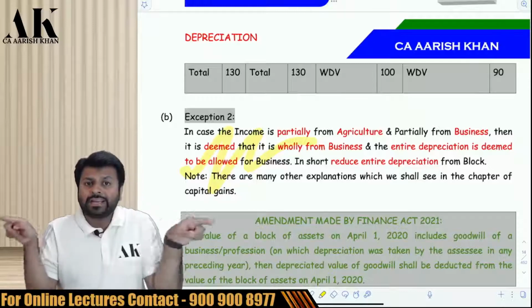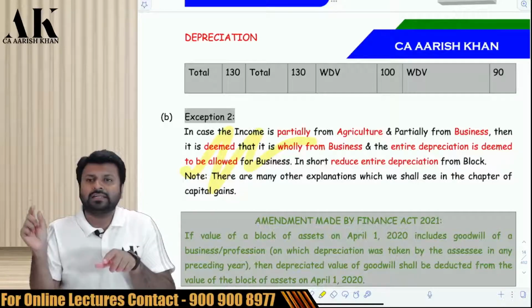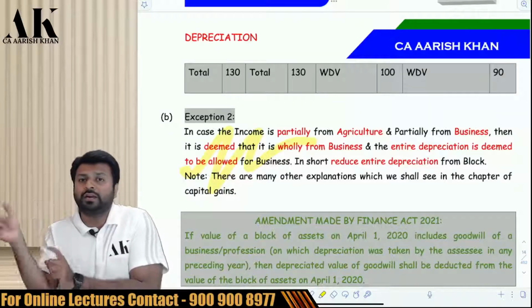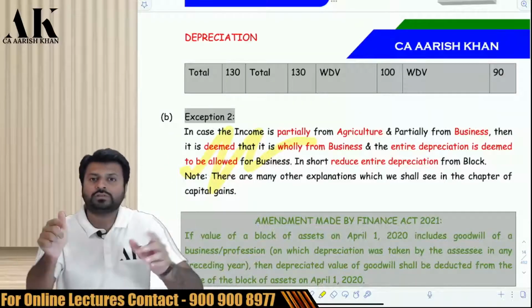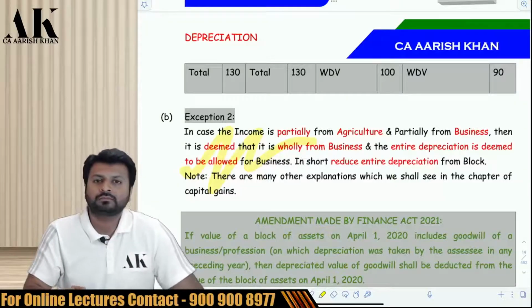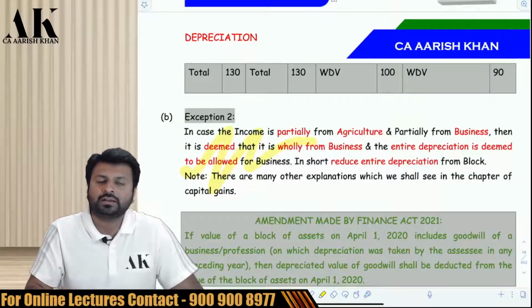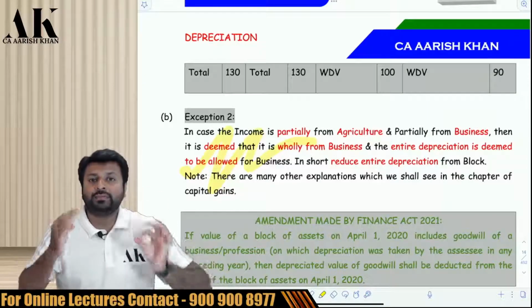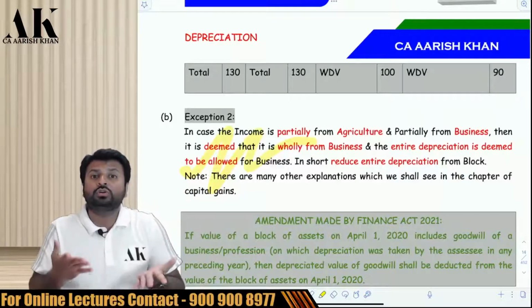So you cannot segregate the depreciation also into 2 parts, where 40% is going towards business income and 60% is going towards agriculture income, and reduce only 40% from the block. The government says that you have to reduce the entire 100% depreciation from the block. You cannot segregate the depreciation into two parts and reduce only the taxable portion. You have to reduce the entire part.